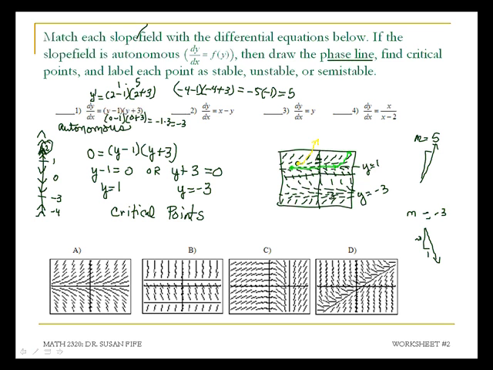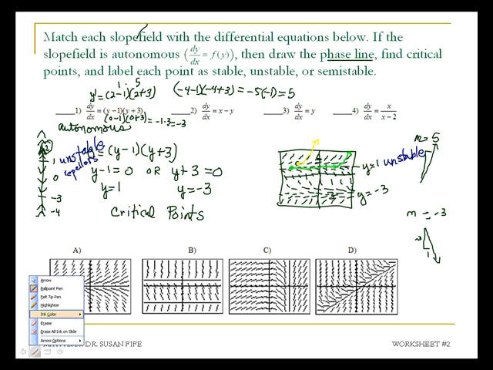This point is said to be unstable. Y equals 1 is unstable. It's also called a repeller because it repels whatever comes near it. It pushes it back in the other direction.